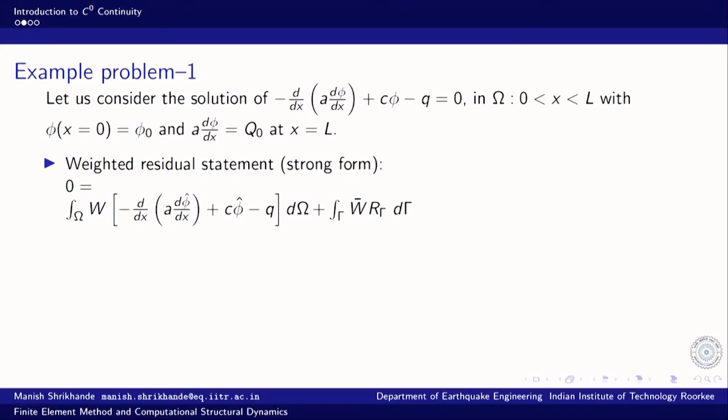Now, if we have to find the approximate solution for this unknown function phi, and it is approximated by, let us say, phi hat, then obviously there is going to be some error in the differential equation and boundary condition. So, the strong form of the weighted residual statement is that we just substitute the approximation in the governing differential equation and the boundary condition and collect the terms. So, that is the strong form.